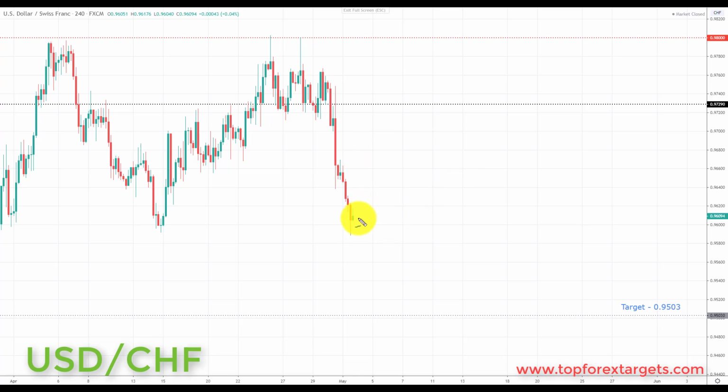Any pullback in this area, back towards the key area of broken support from the past, potentially looking to turn resistance at the 0.97290, is going to be viewed as an opportunity to start to look for bearish setups. And if we get the right kind of bearish setups in this market, we start to break to the downside, we're going to be looking at initiating shorts down towards the next key of support to the downside, and the target set at 0.9503.